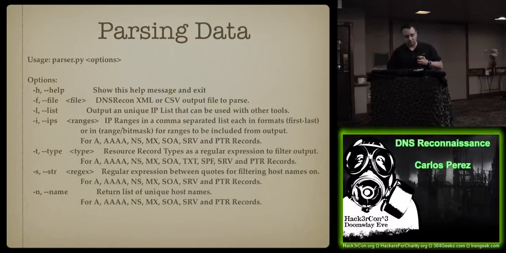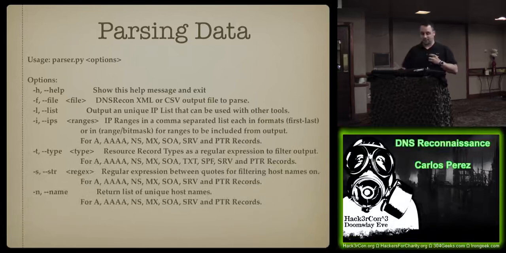Another thing I can do is give it an IP range. I can tell it, just show me hosts that are in this specific IP range, because those are the ones I'm interested in. Another thing I can tell it is to give me the hosts in this IP range for a given record type. It could be an A, quad A, NS, MX. In fact, I can give it a regular expression, so I can include several of those. In addition, I can do regular expressions against the names for the hosts.